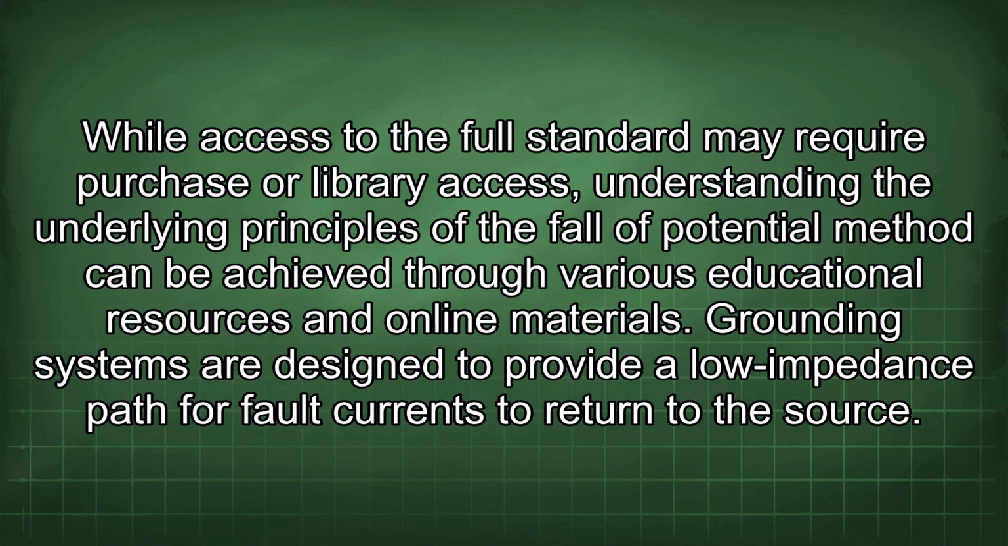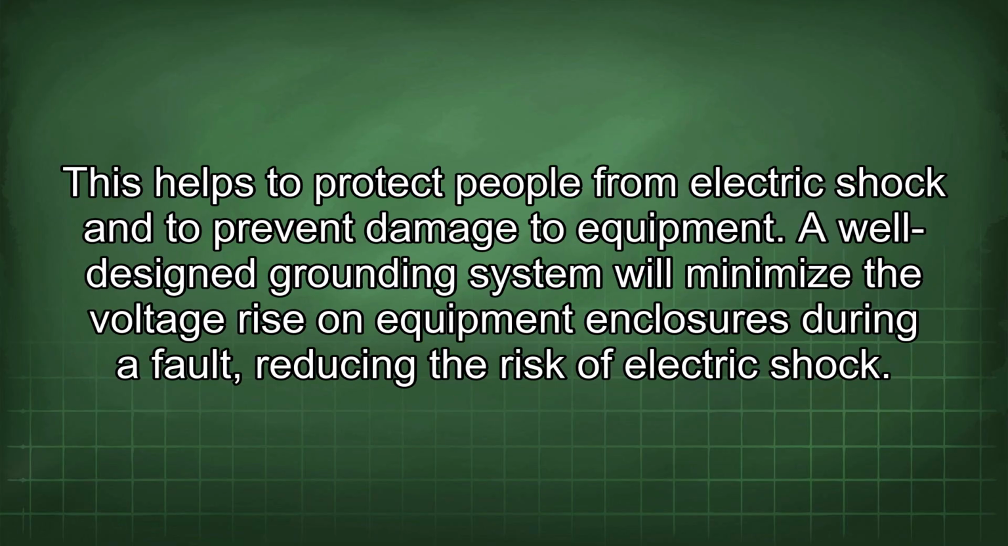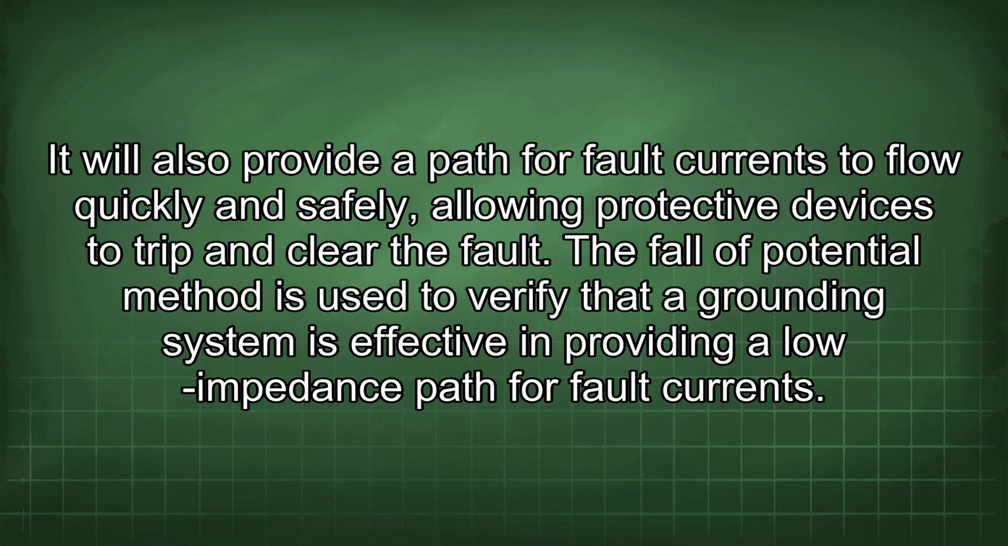Grounding systems are designed to provide a low impedance path for fault currents to return to the source. This helps to protect people from electric shock and to prevent damage to equipment. A well-designed grounding system will minimize the voltage rise on equipment enclosures during a fault, reducing the risk of electric shock. It will also provide a path for fault currents to flow quickly and safely, allowing protective devices to trip and clear the fault. The fall of potential method is used to verify that a grounding system is effective in providing a low impedance path for fault currents.